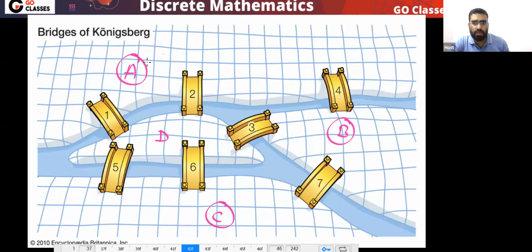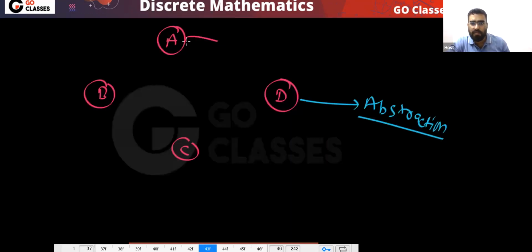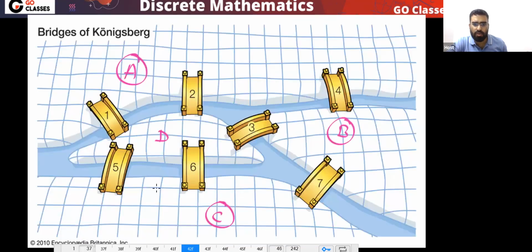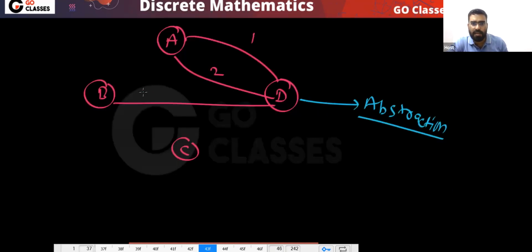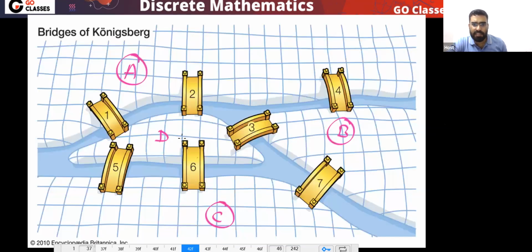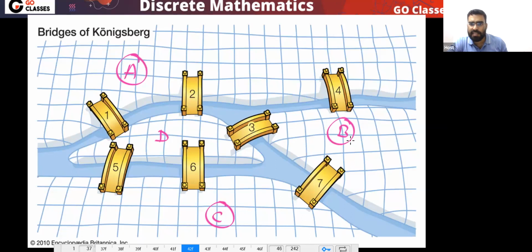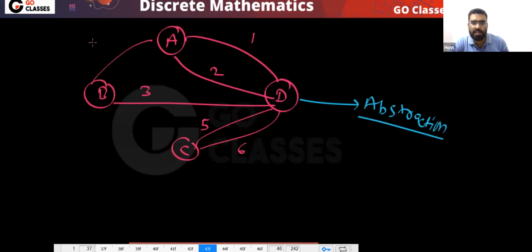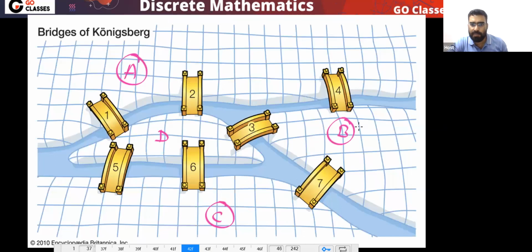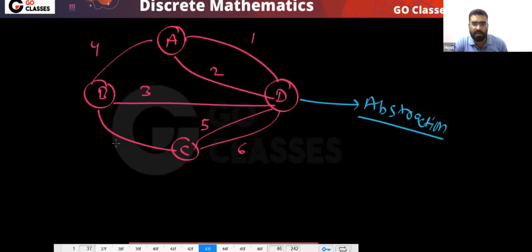Now you can notice that A is connecting to D with bridge 1 and bridge 2. Next, D is connecting with B with bridge 3. Next, D is connecting with C with bridges 5 and 6. And then finally, A is connecting with B with bridge number 4, and B is connecting with C with bridge number 7.